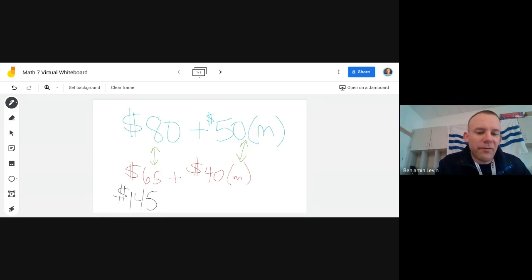So the startup fee for both of them would be $145 total. And again, I'm just combining like terms. 80 and 65 are both numbers, and they're both positive. We don't see a sign there, so we know they're both positive. So 80 plus 65. I combine those like terms.